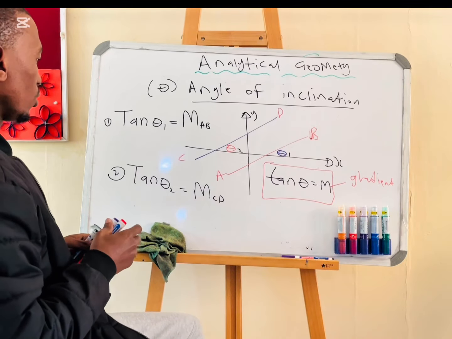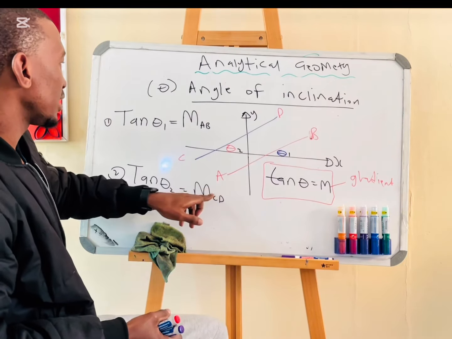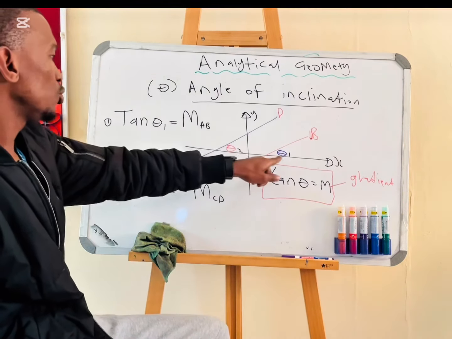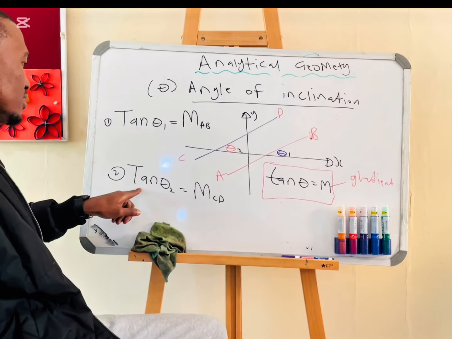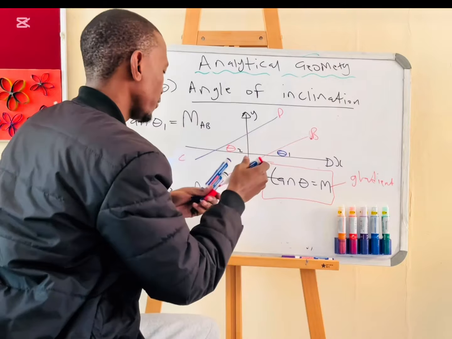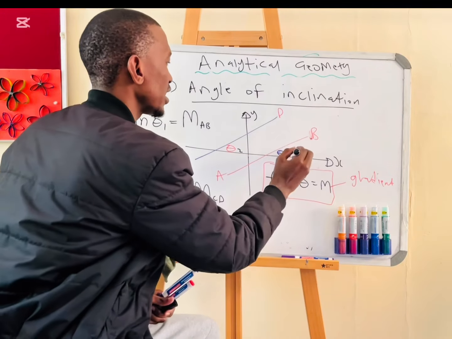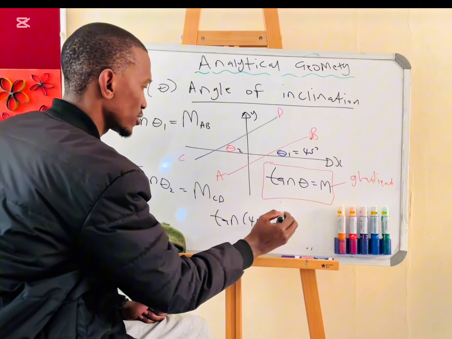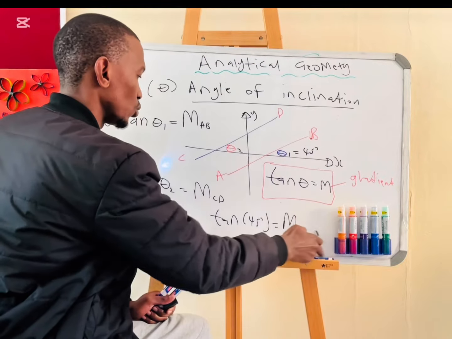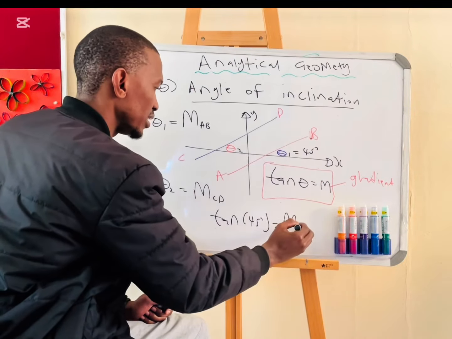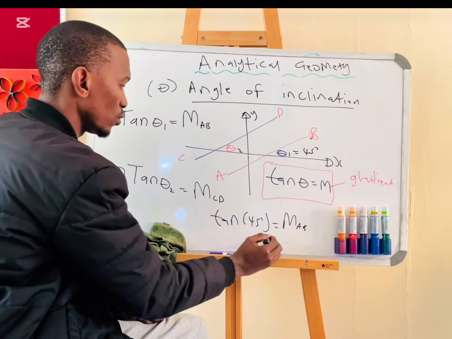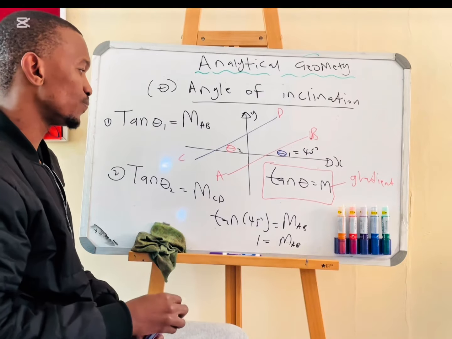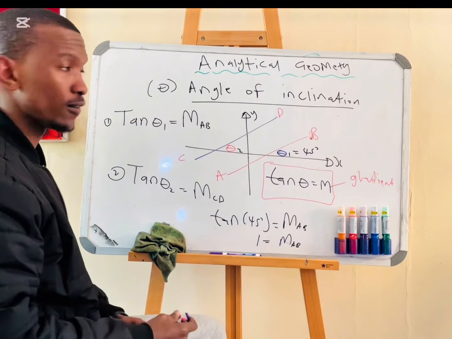Okay. So if you want to find the gradient of line AB, you have theta 1. You just say tan of the angle that you're given. If maybe it's 45, let me show you guys something. If this angle is 45 degrees, you're just going to say tan 45 degrees equals the gradient of the line, which you don't know what it is. Maybe if it's AB, it's going to be AB. Hitting the calculator is going to give you 1. So meaning that 1 is the gradient of AB. That's how you show the gradient of a line.